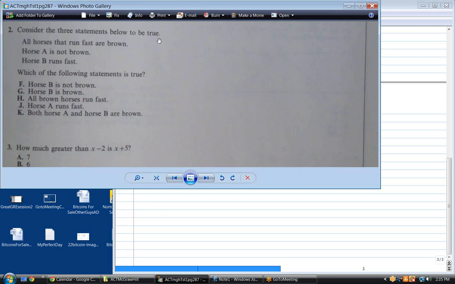Consider the three statements below to be true. Can you read this okay? Because I can blow it up a little bit bigger. Yeah, I can read it fine. Okay. All horses that run fast, I'll let you read it. You don't need to read it out loud. Okay.